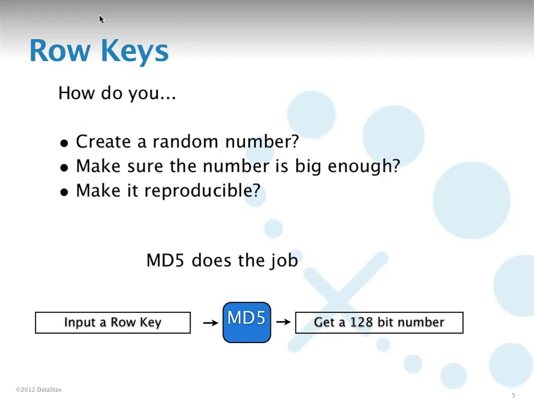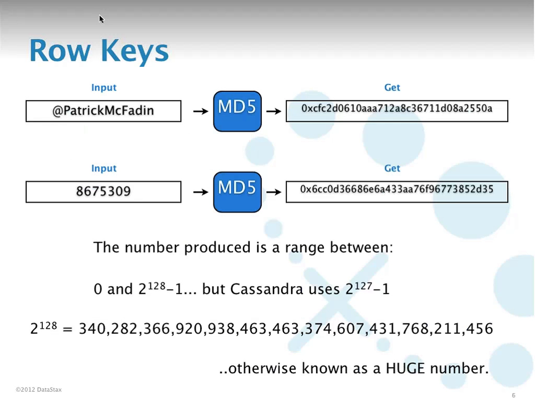MD5 is a cryptographic hash, and basically what you do is you take a string and you run it through this algorithm, and you get out a 128-bit number. And what's really magic about it is that it always comes out as a 128-bit number. So if I put in my Twitter handle, boom, I get a 128-bit number. Now, what's interesting is that every time I put in that string, @PatrickMcFadin, I'm always going to get that particular number. And that's what's called consistent hashing.